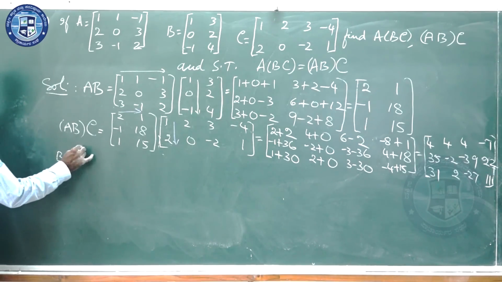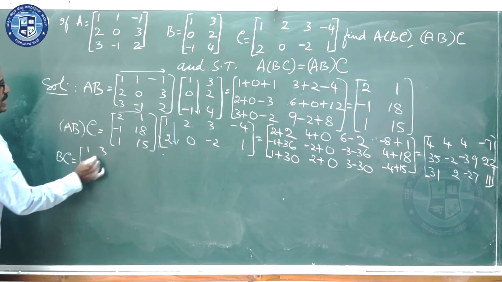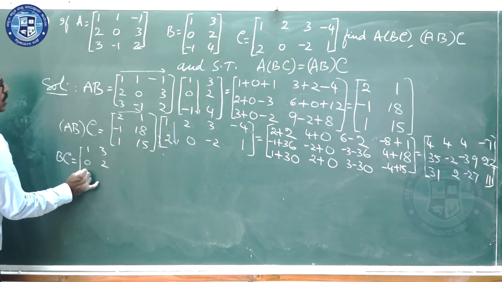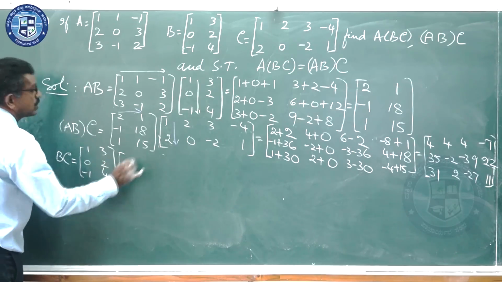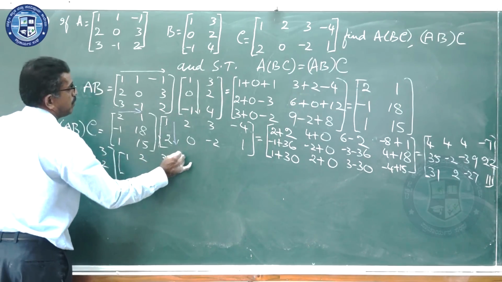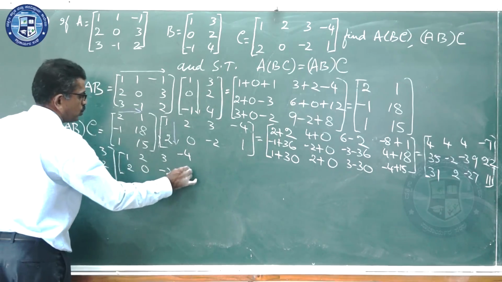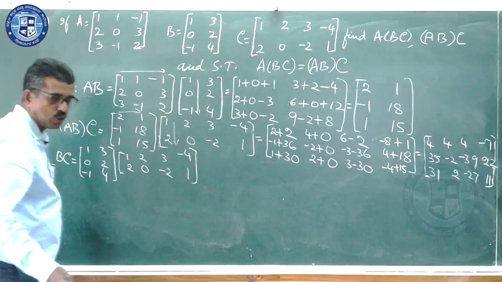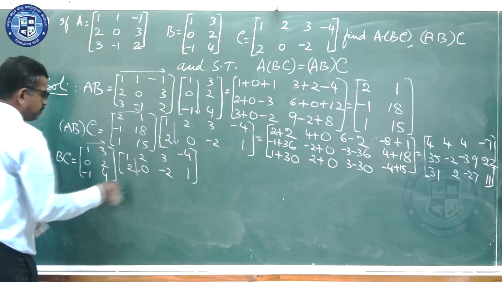Next we need to find what is BC. B into C. First let me write B, where B is equal to 1, 3, 0, 2, minus 1, 4. Into C. C is a 2 cross 4 matrix: 1, 2, 3, minus 4, 2, 0, minus 2, 1. We need to multiply rows of the first matrix with the columns of the second matrix.